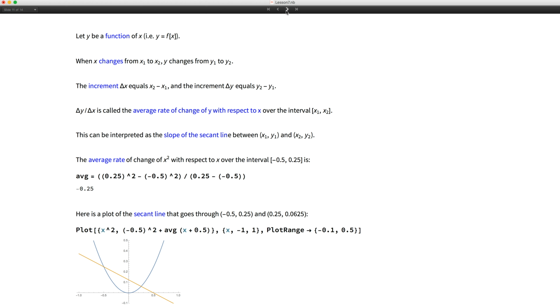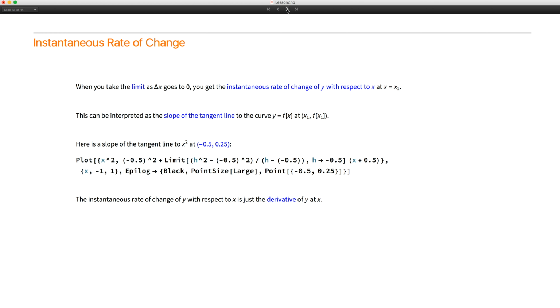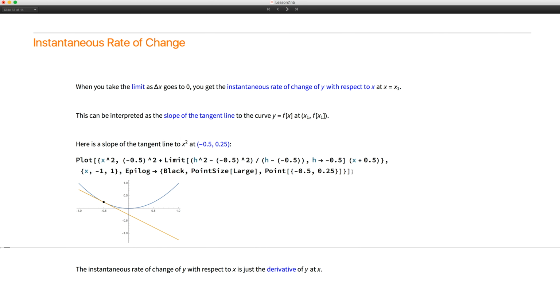Okay, so as the secant line goes closer to the point, then of course you get the instantaneous rate of change. So the instantaneous rate of change is the change that you get when delta x, the change in x, goes to 0. And that is exactly the slope of the tangent line at that point. So in our case, if you take a limit in the earlier calculation, then you get back the tangent line at the point. So the instantaneous rate of change is exactly the derivative of y at x.